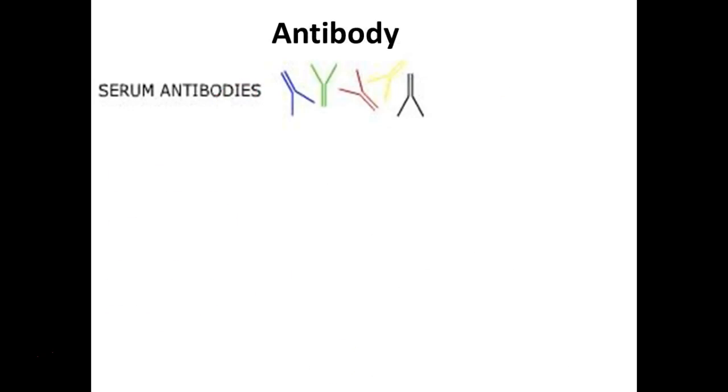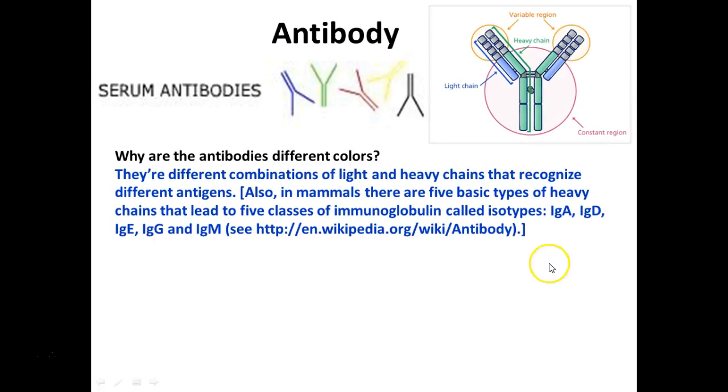So in your blood, the serum, which is the liquid phase of your blood when your blood is allowed to clot, you have lots of different antibodies to bind to different things. That's why these are represented in different colors, to denote that each one of these antibodies is different and binds to a different antigen, right? So different foreign substances. Why are they different colors? Because they are different.